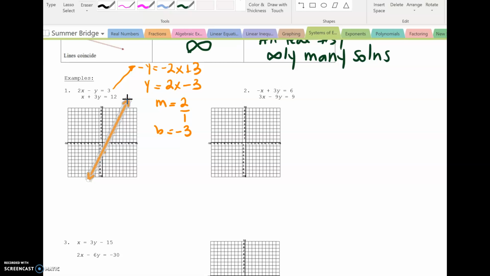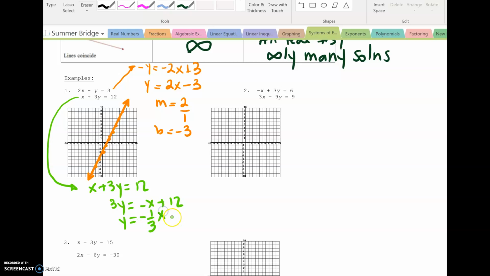Okay, so there's my first line. And then I'm going to grab the second one and bring it down here. So I have x plus 3y is equal to 12. Subtract the x from both sides. Divide by 3. Negative 1/3 x plus 4. So my b is going to be 4. My m is going to equal negative 1/3.